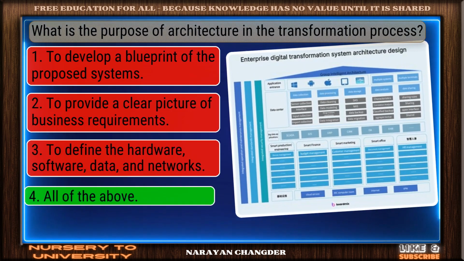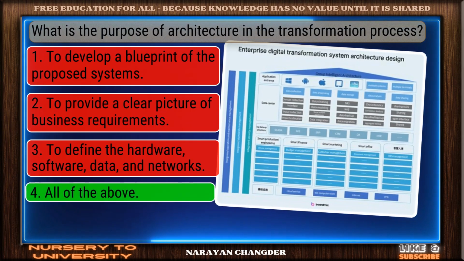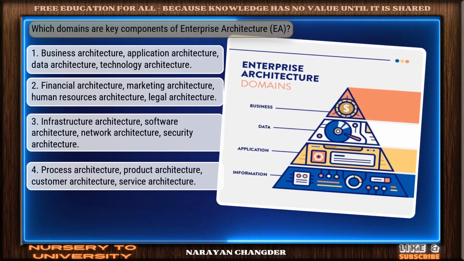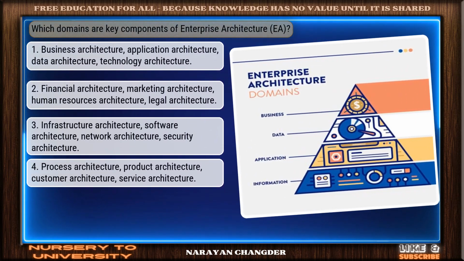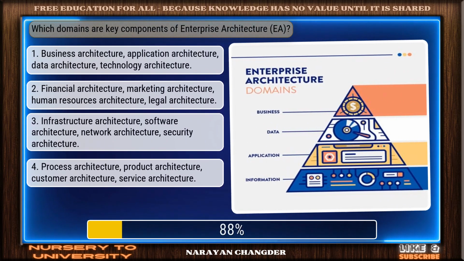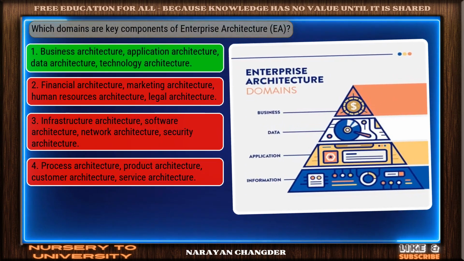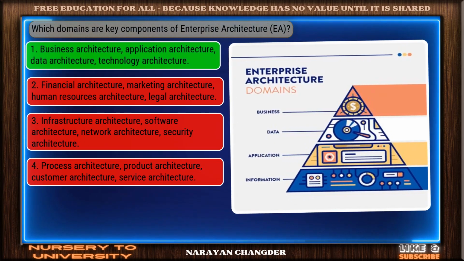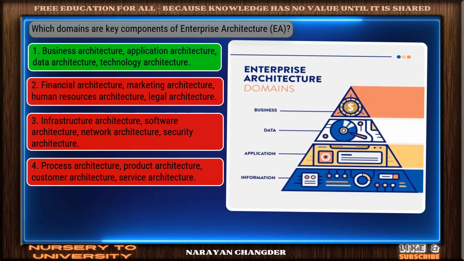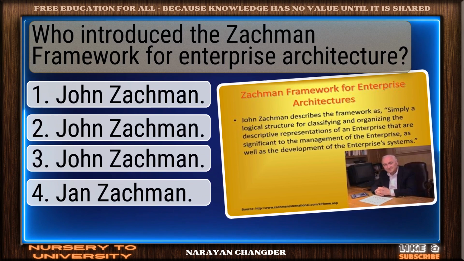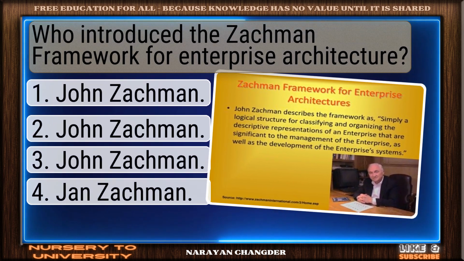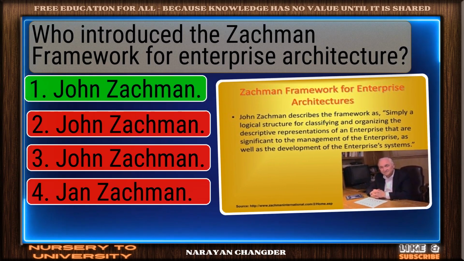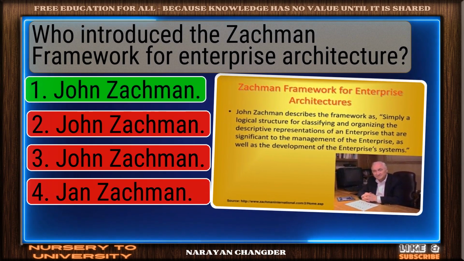Clear logic? Your choice, all of the above, is sound and 100% true. Question number 37. Which domains are key components of enterprise architecture? Good job. Your answer, business architecture, application architecture, data architecture, technology architecture works well here. Question number 38. Who introduced the Zachman framework for enterprise architecture? You chose John Zachman, and it is correct.